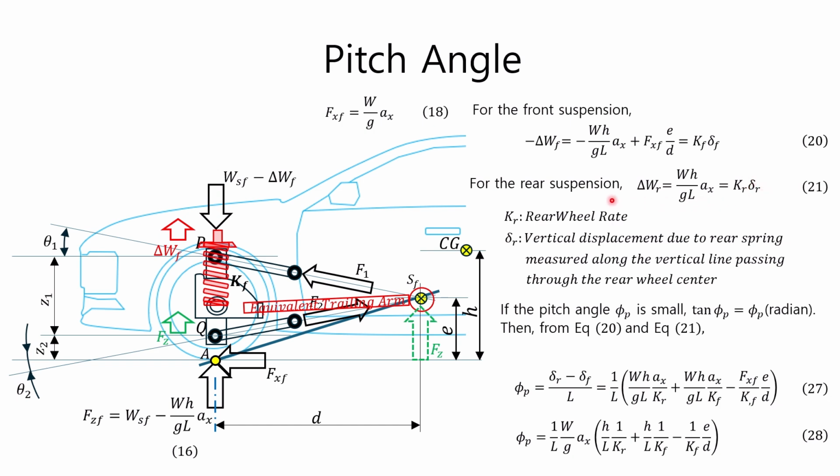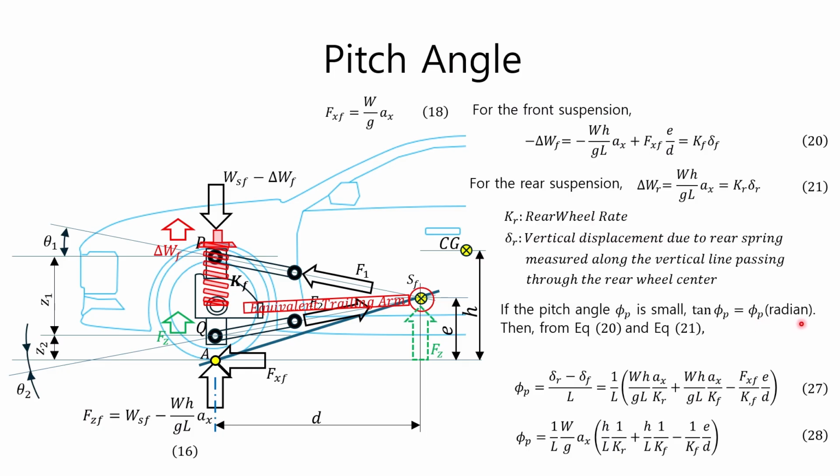For the rear suspension, the rear vertical spring displacement measured along the vertical line passing through the rear wheel center was also found using equation 21, using the previously found dynamic vertical load supported by the rear spring, delta WR. In equation 21, KR represents the rear wheel rate, and delta R represents the rear vertical displacement due to the rear spring measured along the vertical line passing through the rear wheel center. When the pitch angle phi p is small, the approximate equation tangent phi p can be used, which is equal to phi p. Here, the unit of phi p is radians.